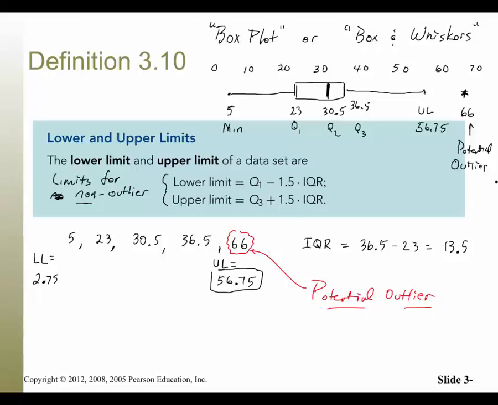So the lower and upper limits are kind of setting bounds on non-outlying data. And that's what we want to show with the box and whiskers plot: non-outlying data. Okay. Does it make sense? Did you follow that?